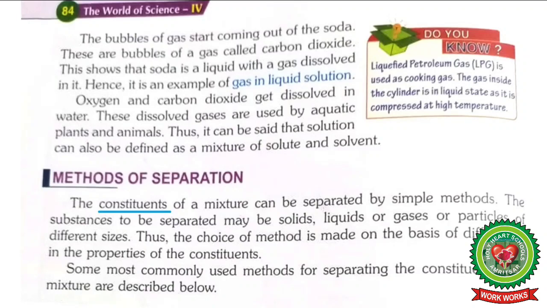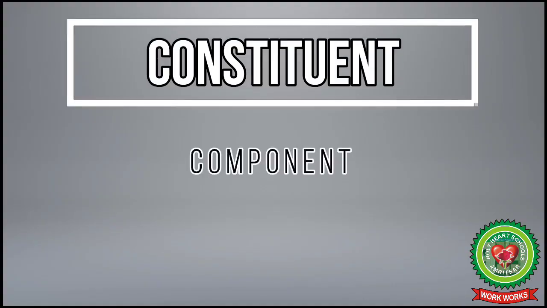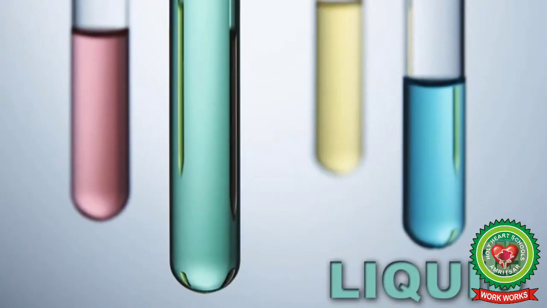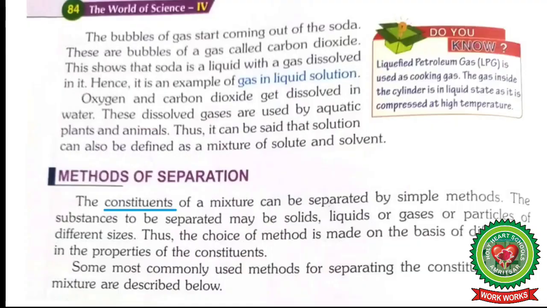The constituents of a mixture can be separated by simple methods. Underline the word constituents and write down its meaning, component. Students, the various components which are present in the mixture, we can separate those components by using different methods. And the substances that we can separate can be in solid, liquid or gaseous form. And we can even separate the particles of different size.